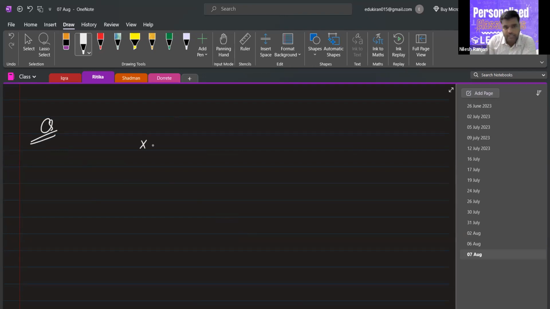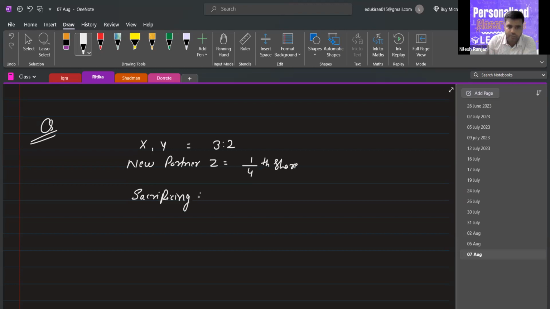The question says X and Y are partners. Their profit sharing ratio is 3:2. And the new partner, Z, is getting a 1/4 share. And for this 1/4 share, X and Y contribute in the ratio 2:1. Okay.